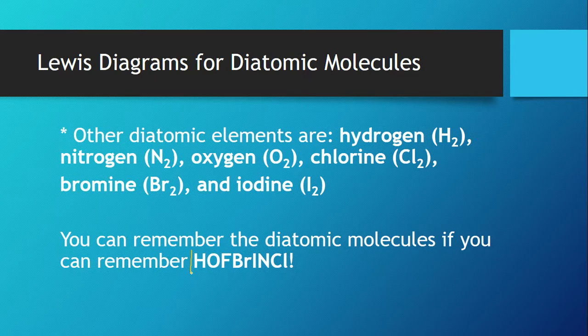This is the way that I like to remember all of the diatomic molecules. It's a little acronym, and I pronounce it Hofbrinkel. H for hydrogen, O for oxygen, F for fluorine, Br for bromine, I for iodine, N for nitrogen, and Cl for chlorine. Hofbrinkel. It's a weird word, but if you say it a few times, it'll get stuck in your head. So that'll help you to remember the diatomic molecules. And again, those are the molecules that only exist in groups of 2.